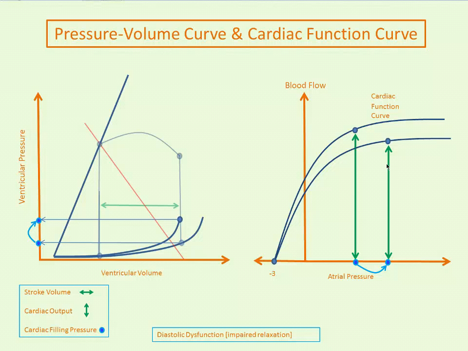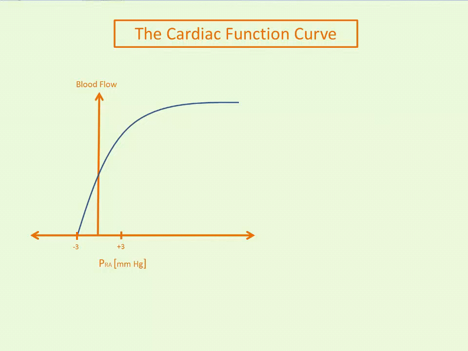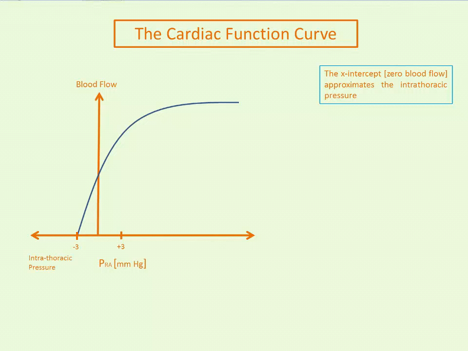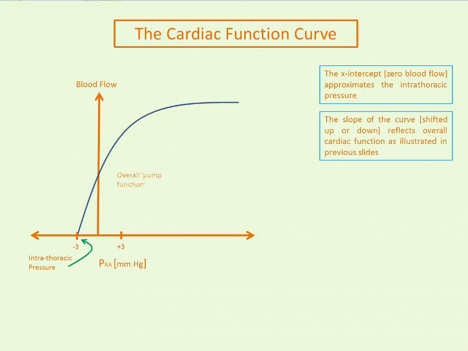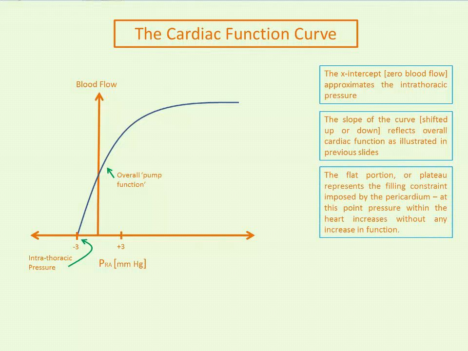So there's this kind of overwhelming thought that this cardiac response curve shifts up and down based on inotropic state only, but it's multiple factors that go into the slope and the shape of this cardiac response curve. So briefly, the cardiac function curve, we've kind of talked about this already. The x-intercept approximates the intrathoracic pressure. The slope is the overall pump function, as we just discussed in the last slide. And then the flat portion represents pericardial and mediastinal constraint.